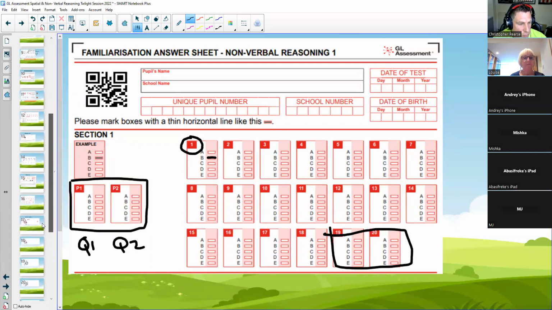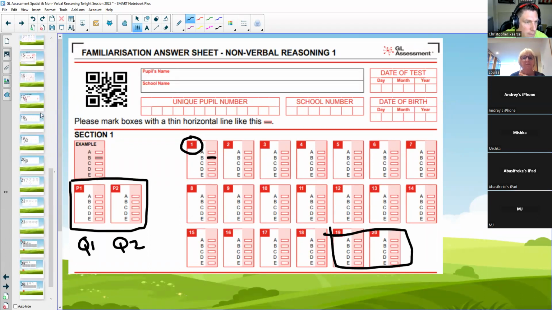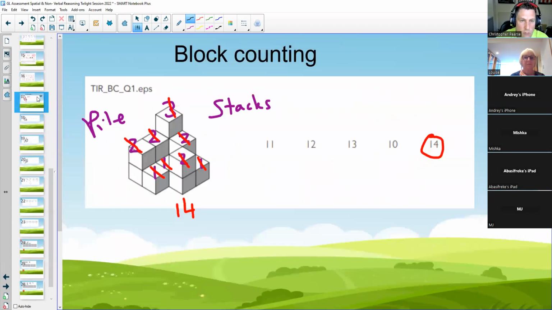So I'm going to fast forward, and I'm going to go to the spatial reasoning. And the question type we're going to have a look at together, first of all, is called block counting. Now, this is relatively new and does require children to be able to establish how many blocks there are in a pile.